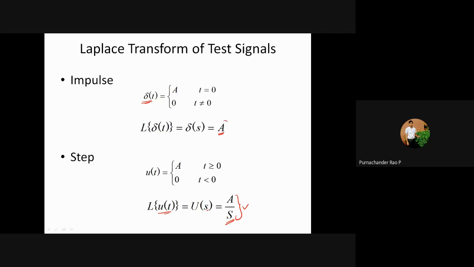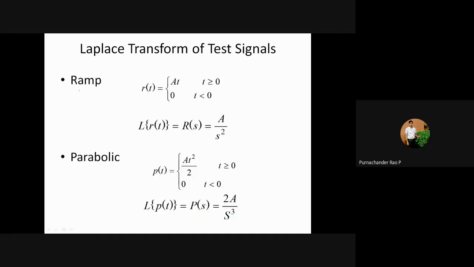For the impulse signal, the Laplace transform is A, and the Laplace transform of your step signal is A by s. Similarly, for the ramp signal, the Laplace transform of the input signal is going to be A by s square. And for the parabolic signal, this is 2 times A by s cube. Normally it is At square by 2, so this will be represented as A by s cube. Normally in our problems they will mention it as A into t square, where you need to take only A by s cube. So these signals will be taken like this for solving problems.